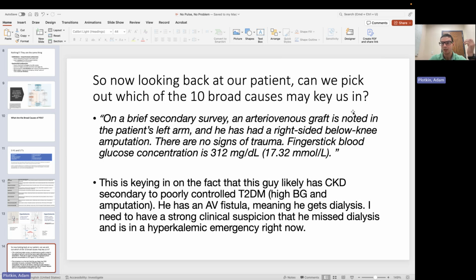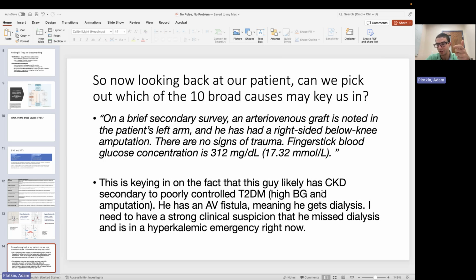Poorly controlled. He also has this right-sided below-the-knee amputation. We don't know any more than that, but we can maybe assume that it's because of his poor diabetes. It might be diabetic foot disease. It could be peripheral arterial disease that led to an amputation. But this whole clinical picture, right, is pointing me in the direction that this guy is on dialysis and potentially he missed a dialysis appointment or two, and it's led to this hyperkalemic emergency, right?